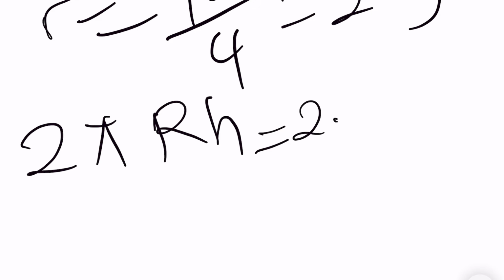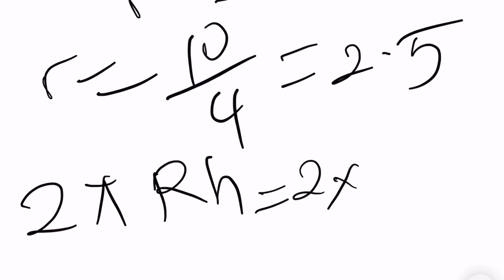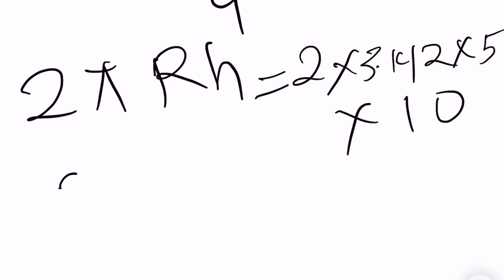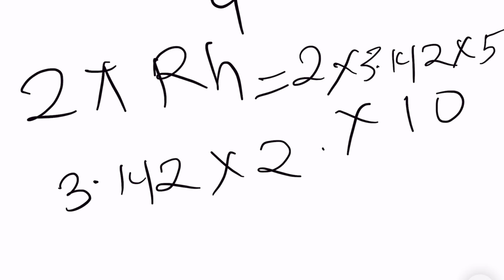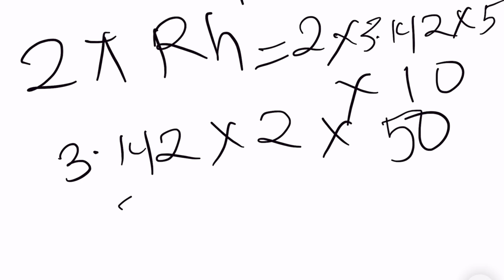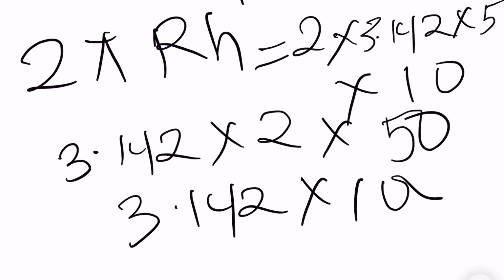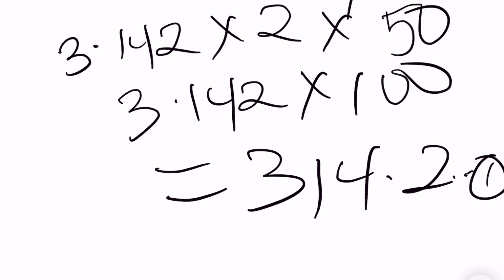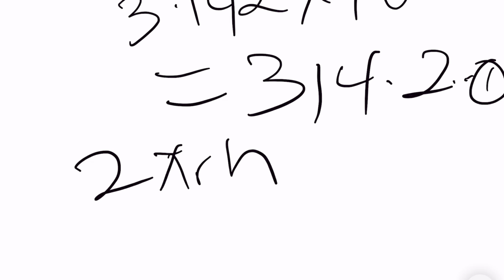So for our formula, we can solve the first one, which is 2 pi RH. We have it to be 2 times 3.142 times 5 times 10, which is 3.142 times 2 times 50. We have 3.142 times 100, and this is 314.2.